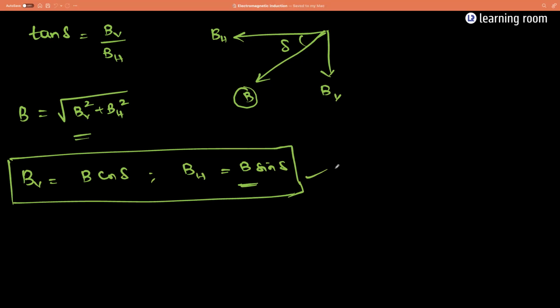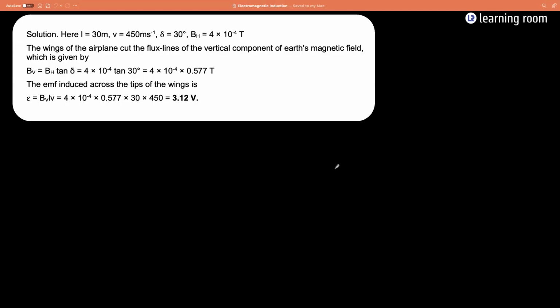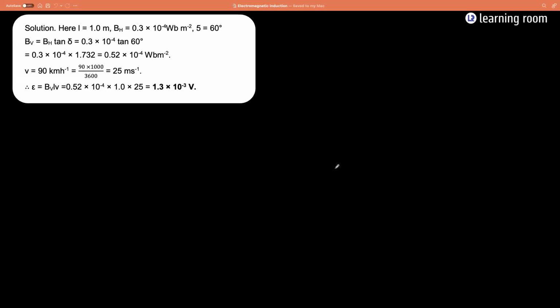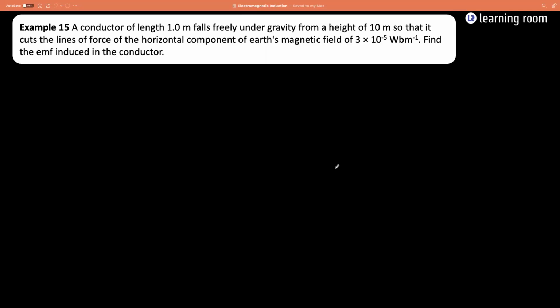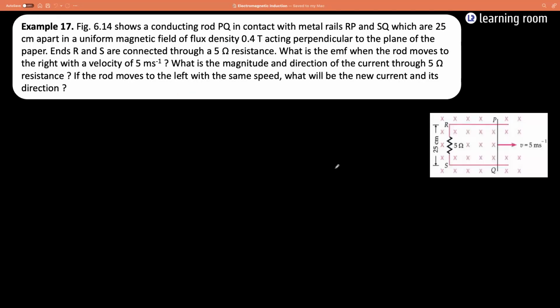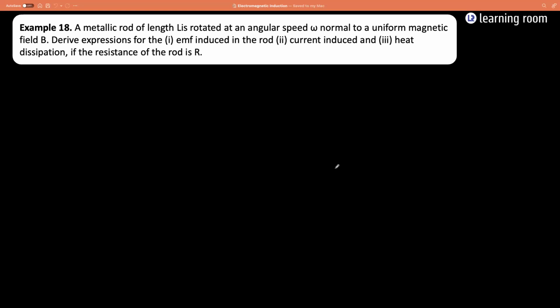Nitish, are you clear? Yes, sir. One last problem based on this. No, wait. I just don't want to do this. Conductor falling freely, not necessary. This one. I want you to do this.